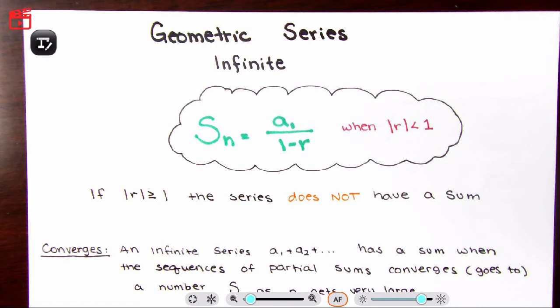Geometric series, specifically infinite series. Here is your formula. S sub n is equal to S sub 1 over 1 minus r. Now, here is the big thing about infinite series. This only works if the series converges. Now, what does that mean?